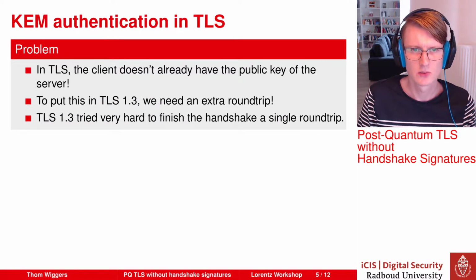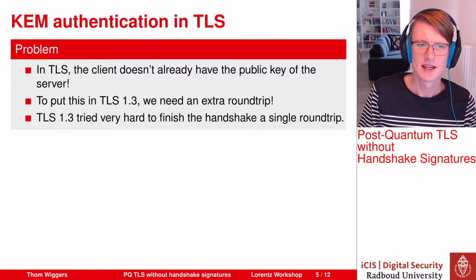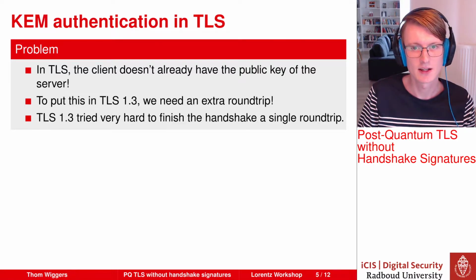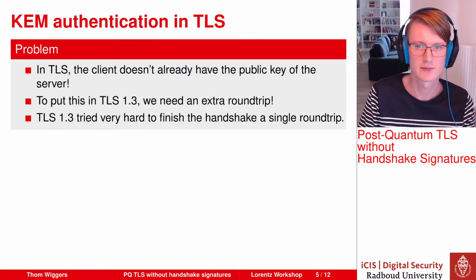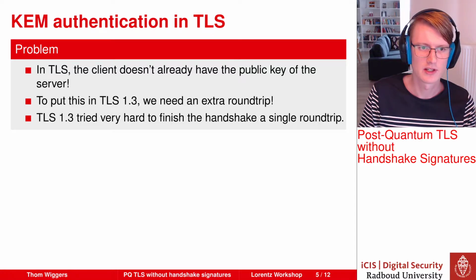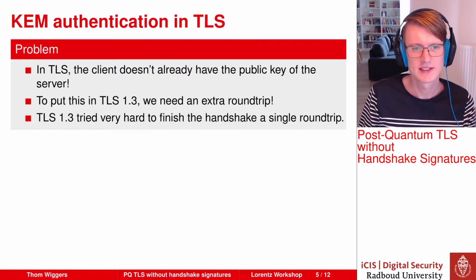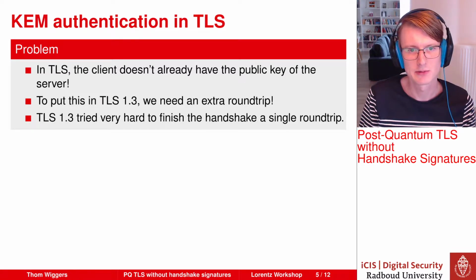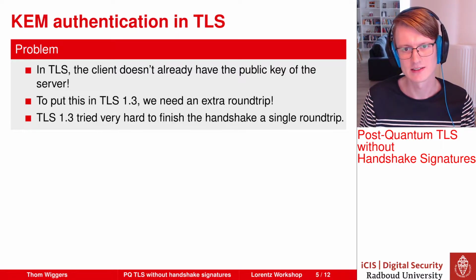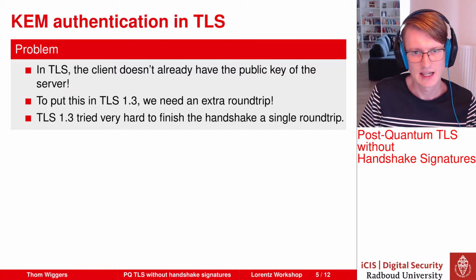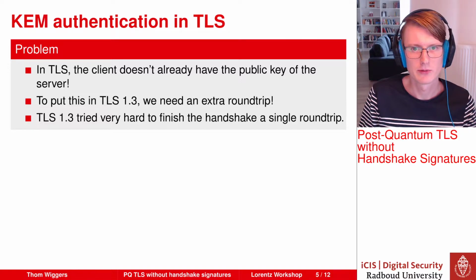But this doesn't just work if we want to plug this into TLS. In TLS, the client does not already have the public key of the server. So Peter could, in the previous example, immediately send over the ciphertext to the server in the first message. But that is not possible in TLS because you can connect to any server in the world, and you don't have all of those public keys. So if you want to put this in TLS, you need an extra round trip. You would first need to say hi to the server, and the server needs to send over the public key. If you do that naively, you need an extra round trip compared to the protocol we showed before.